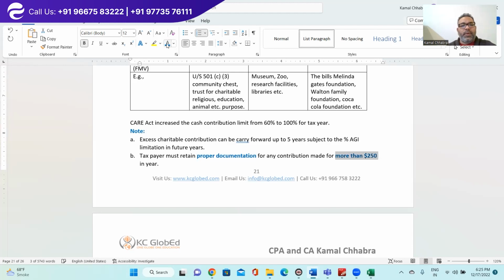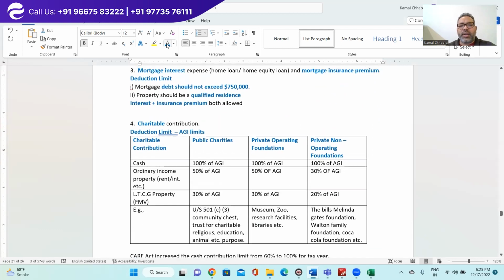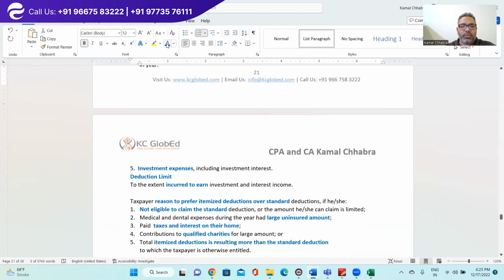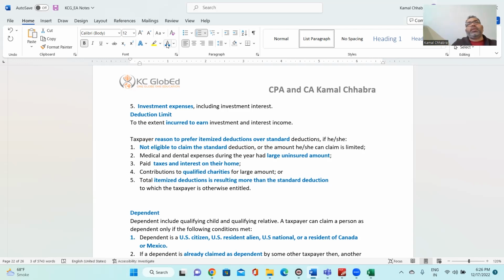So far, we have covered medical and dental care expenses, state and local taxes, mortgage interest and mortgage insurance premium, and charitable contribution. Now we are jumping on to the fifth one, which is investment expense. Investment expenses are expenses which you have incurred to earn the investment income. For example, if you have paid any brokerage charges when purchasing securities on which you are earning some interest or dividend. Certain expenditure which you have incurred to earn the investment income is allowed as an itemized deduction as well. The deduction limit is to the extent incurred to earn the investment income and interest income.